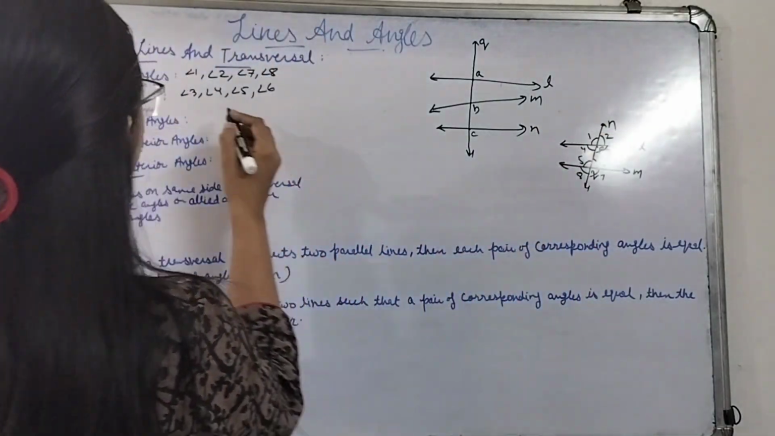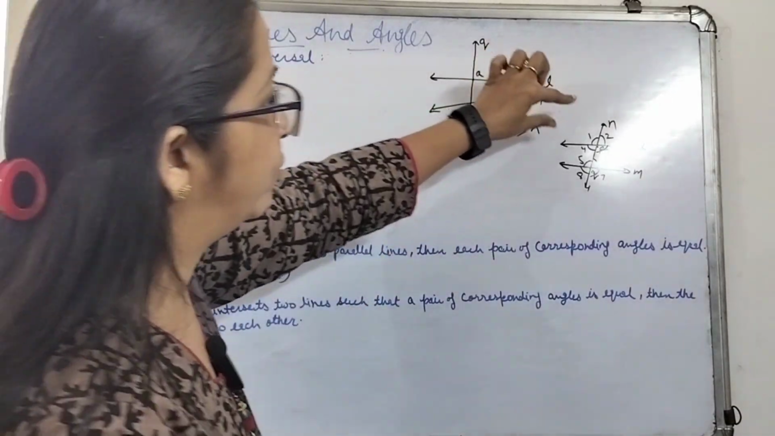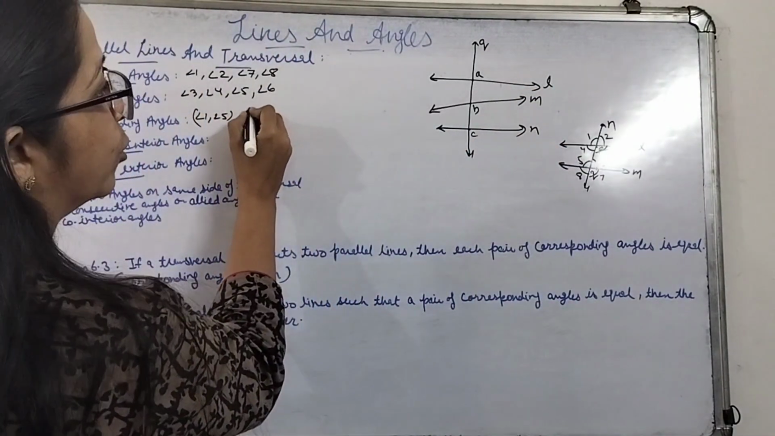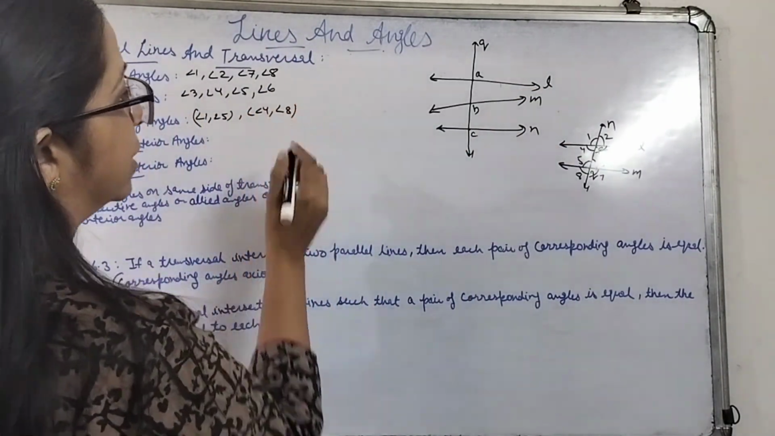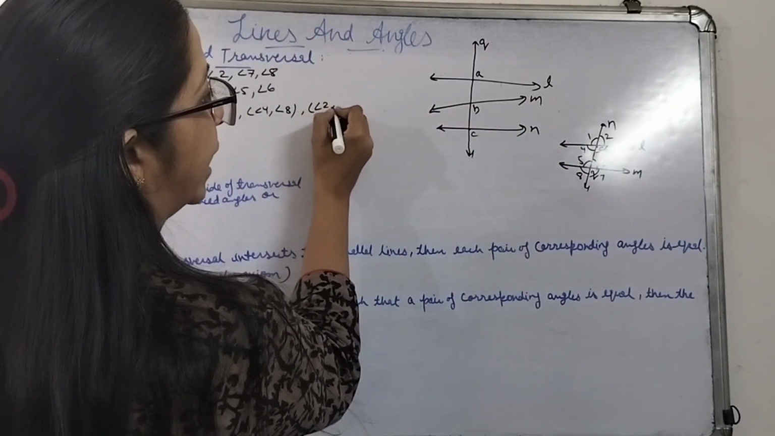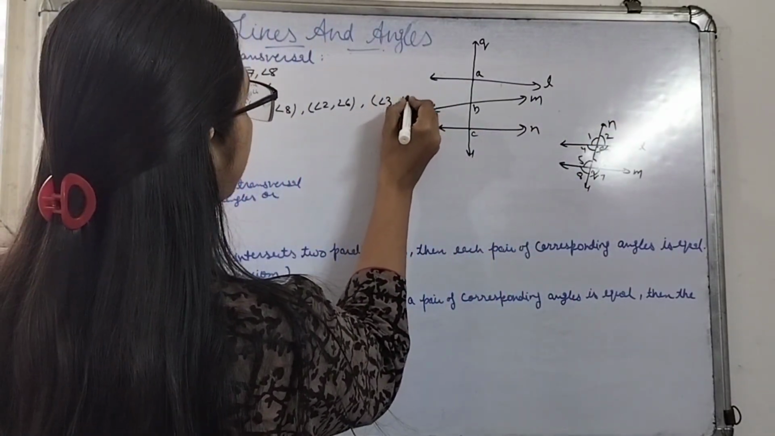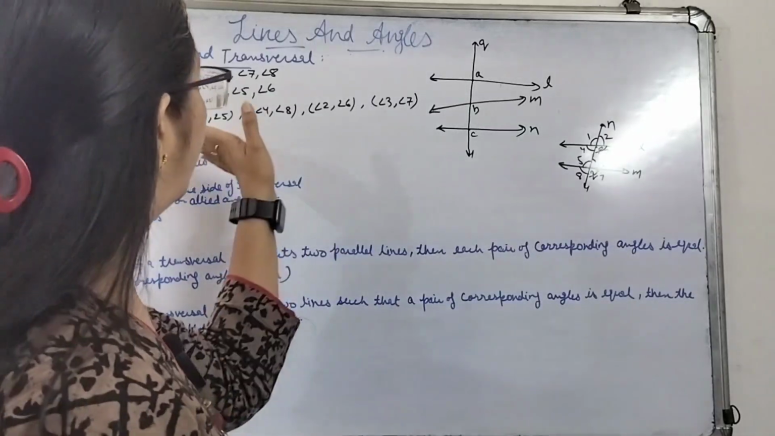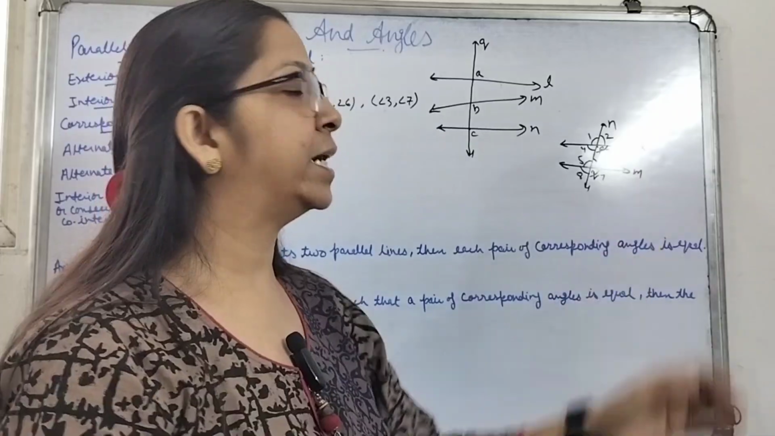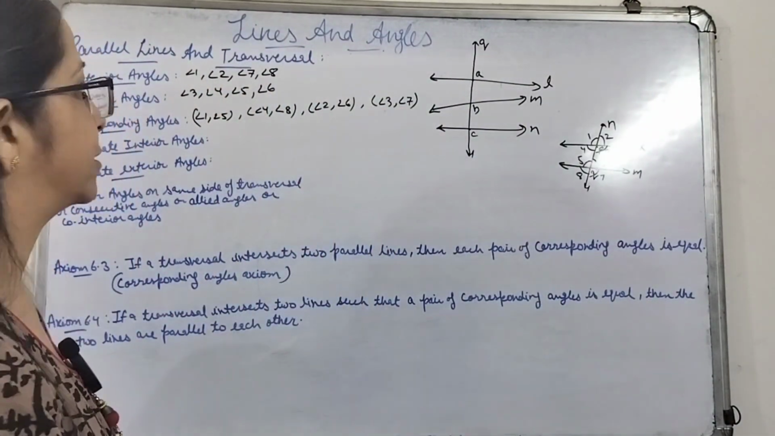So we take angle 1 and angle 5; 1 is corresponding to 5. Angle 4 and angle 8 are corresponding angles. Angle 2 and angle 6 are corresponding angles. And angle 3 and angle 7 are known as corresponding angles. So 4 pairs of corresponding angles are formed when a transversal intersects any two given lines at distinct points.